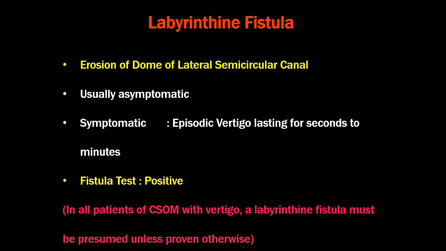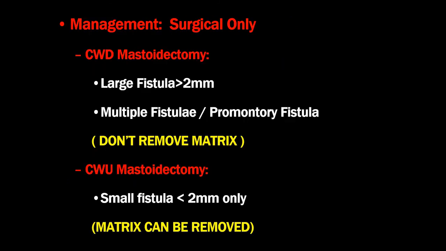Next comes labyrinthine fistula. It is erosion of the dome of the lateral semicircular canal, which is the most common site. Usually asymptomatic, but symptomatic when there is a large fistula that leads to episodic vertigo lasting for seconds to minutes, and the fistula test will be positive when there is a fistula. So in all patients of CSOM with vertigo, labyrinthine fistula must be presumed unless otherwise proven.